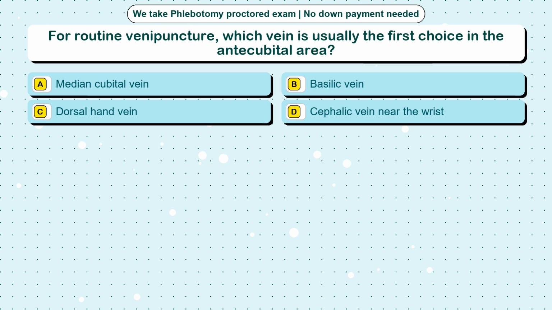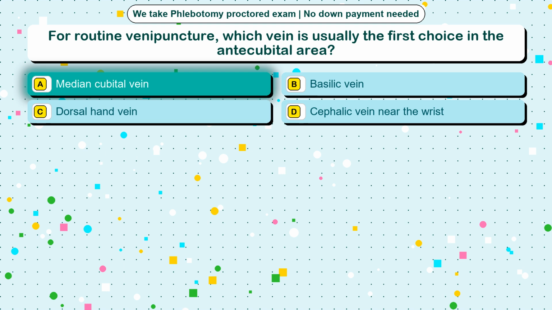Question 10. For routine venipuncture, which vein is usually the first choice in the antecubital area? Option A. Median cubital vein. Option B. Basilic vein. Option C. Dorsal hand vein. Option D. Cephalic vein near the wrist. The correct answer is option A.